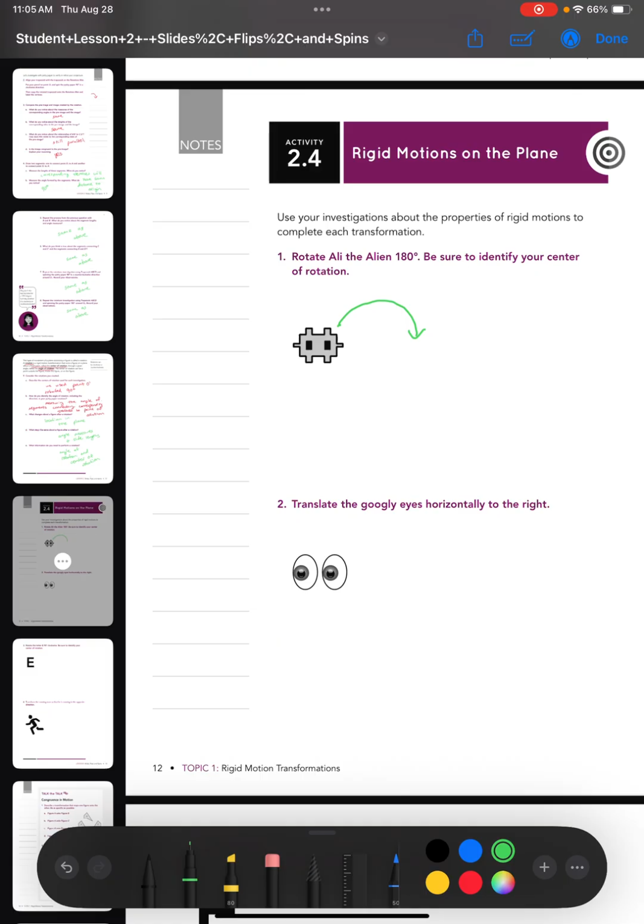Number 2, translate the googly eyes horizontally to the right. So remember, a translation is just a slide. If you were to trace these and just slide them to the right, it should look pretty much similar. Again, I'll try to draw in what it's going to look like. It should look something like that. It is slid to the right. It hasn't flipped, so the eyes aren't looking in a new direction. It's just slid over.